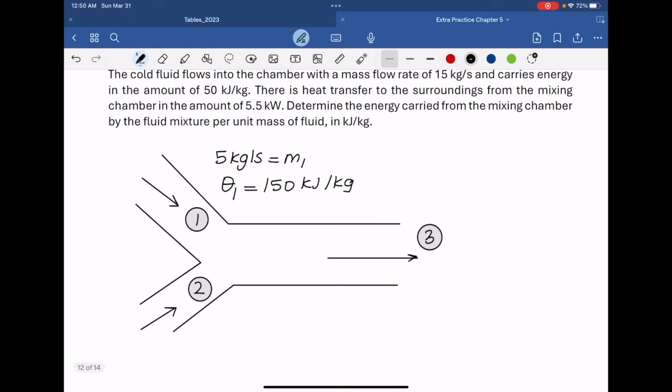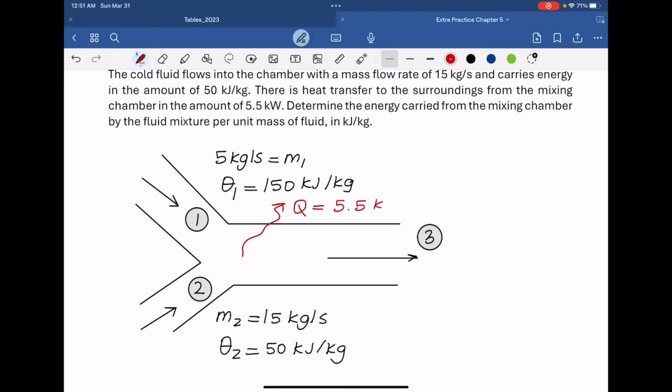So the cold one, it flows with a mass flow rate of 15 and energy of 50. Okay. There is heat transfer to the surroundings from the mixing chamber. This is not a well insulated system. As I always tell you, if it's stated by the problem, then you cannot ignore the heat transfer. There is a heat transfer to the surroundings from the mixing chamber in the amount of 5.5 kilowatts. Determine the energy carried from the mixing chamber by the fluid mixture per unit mass of fluid. So they're asking for this one.